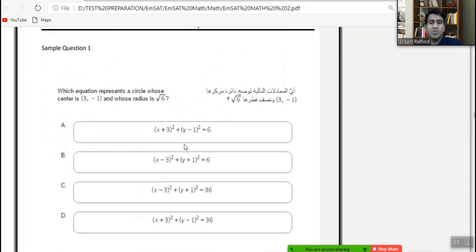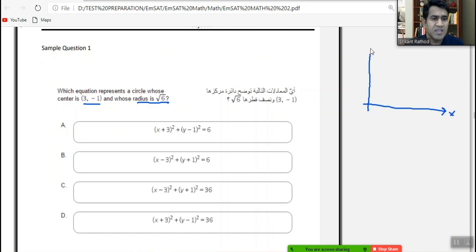The first sample question mentioned here is about coordinate geometry. The question says, which equation represents a circle whose center is (3, -1) and whose radius is root 6? So it's important to know the equation of a circle. In general, we can write the equation of a circle like this. Let me draw it diagrammatically, as this question relates to coordinate geometry.